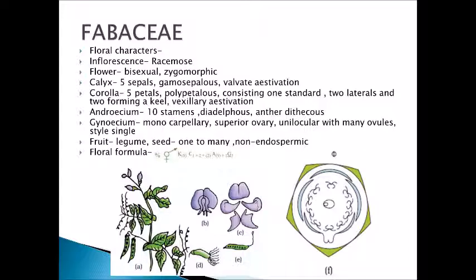Next is androecium. There are 10 stamens and diadelphous condition is there. That means these 10 stamens are divided into 2 bundles. Now here you can see the 10 stamens. They are put into 2 bundles, 9 plus 1. 9 are put together forming 1 bundle and only 1 is kept separate. So that is how 9 plus 1 shows diadelphous condition.